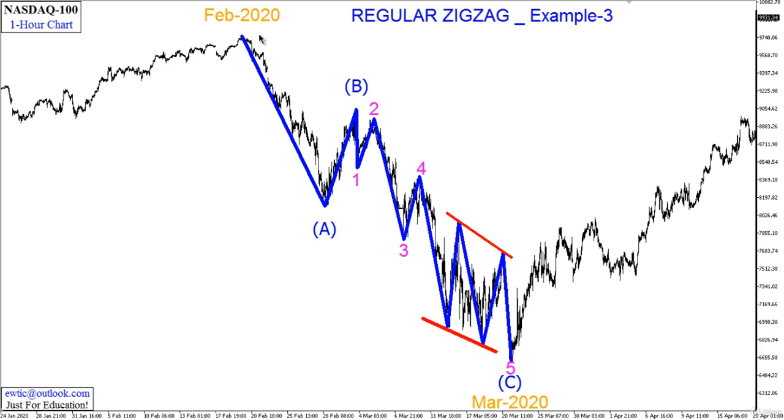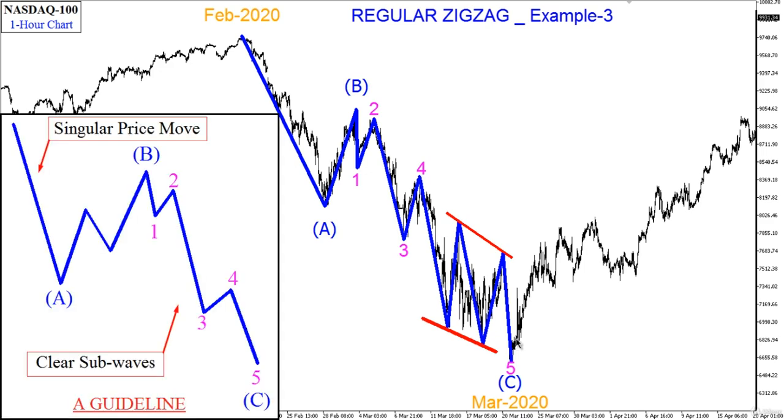Let me tell you that in a zigzag, in a regular zigzag, I mean in a single zigzag, wave A usually looks like a singular price move, a very fast move that is hard to subdivide into its 5 waves. Okay, then you see a wave B, and then you see a wave C, which is clearly subdivided into 5 waves, right? This is not a rule, but this is a guideline that wave A is gonna look like a singular price move, whereas wave C is going to look like a clear 5 wave move. Okay, so this is just a guideline for your information.